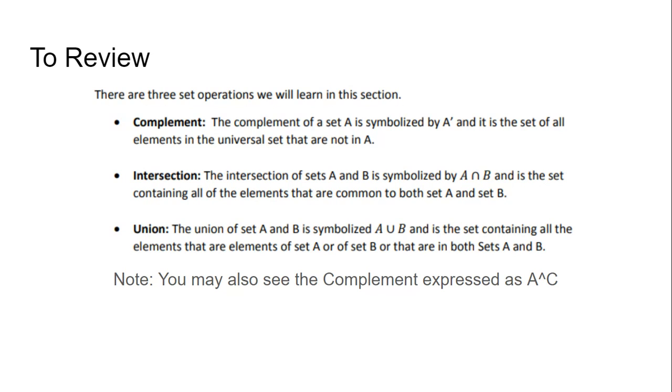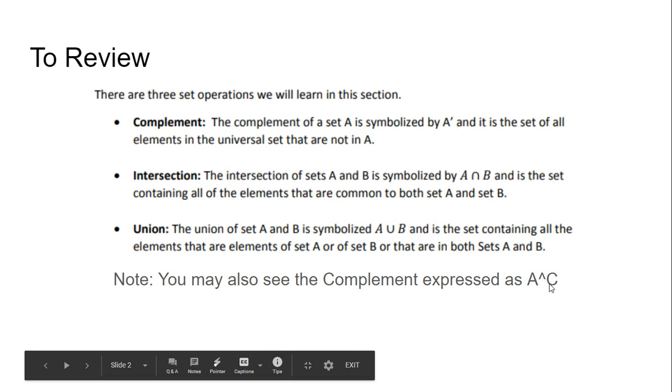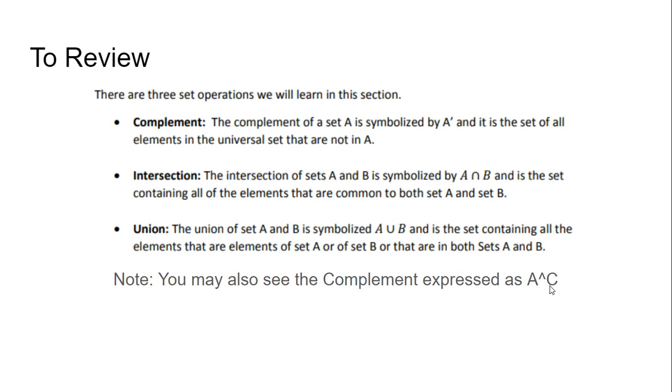The intersection, which is this little curvy upside down U, is all the things that are in common in A and B. So those are the things in the middle. And then you have union, which is A union B, which is that U symbol. Those are the elements that are in A or B, which is both of them together. You can also see this complement expressed as A to the C power. You will usually see that prime because it's easier for me personally to type.